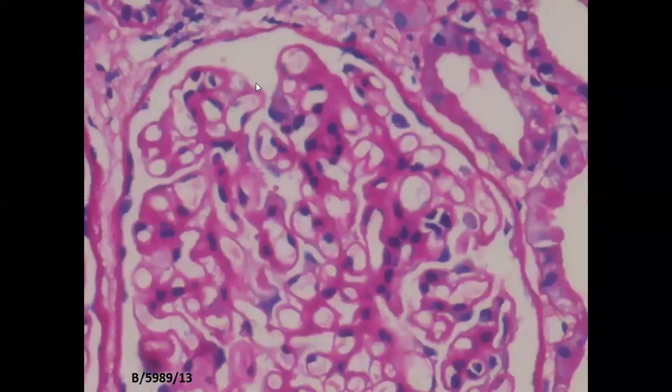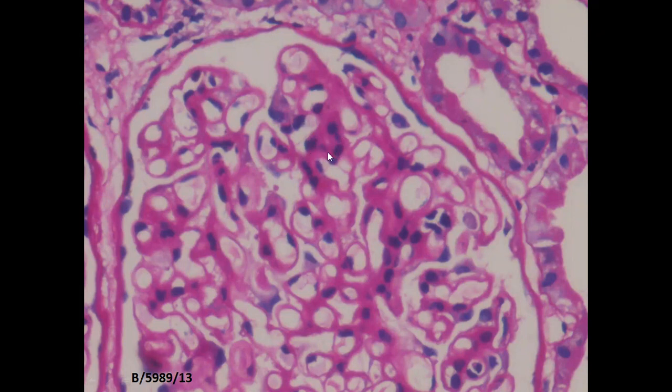On PAS stain, you can appreciate that this is the tubular basement membrane, and just compare this tubular basement membrane with the glomerular capillary basement membrane. When you compare it with the tubular basement membrane, the tubule you are comparing with should be a non-atrophic tubule, because atrophic tubules will have a thick tubular basement membrane. You can see the glomerular capillary wall appears thicker than the tubular basement membrane. So that suggests that morphologically we are possibly dealing with a membranous.